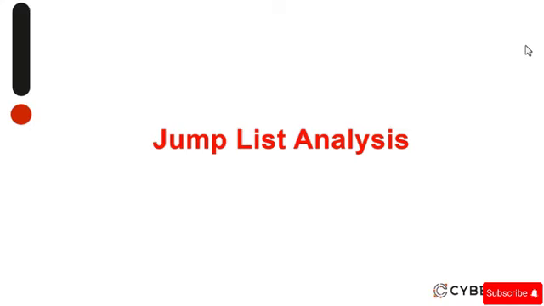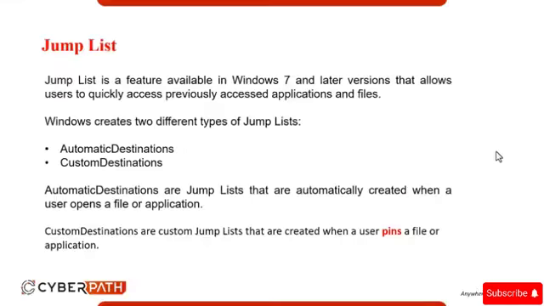Hello everyone. In this video, you will learn how to analyze jump list files. Jump list is a feature available in Windows 7 and later versions that allows users to quickly access previously accessed applications and files. Windows creates two different types of jump lists: automatic destinations and custom destinations. Automatic destinations are jump lists that are automatically created when a user opens a file or application. Custom destinations are custom jump lists that are created when a user pins a file or application.